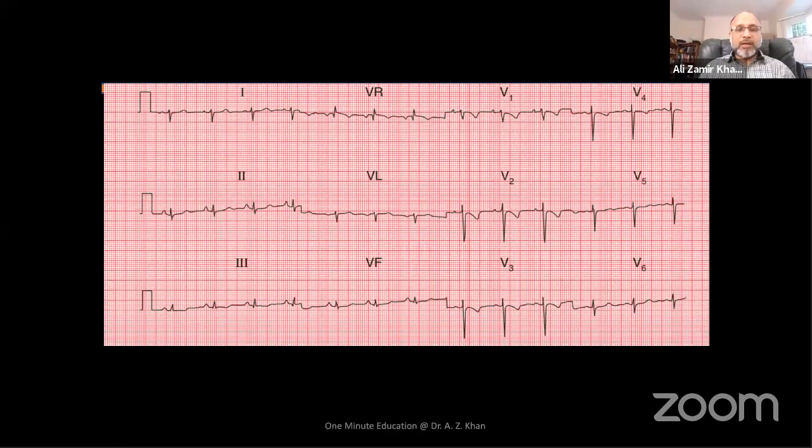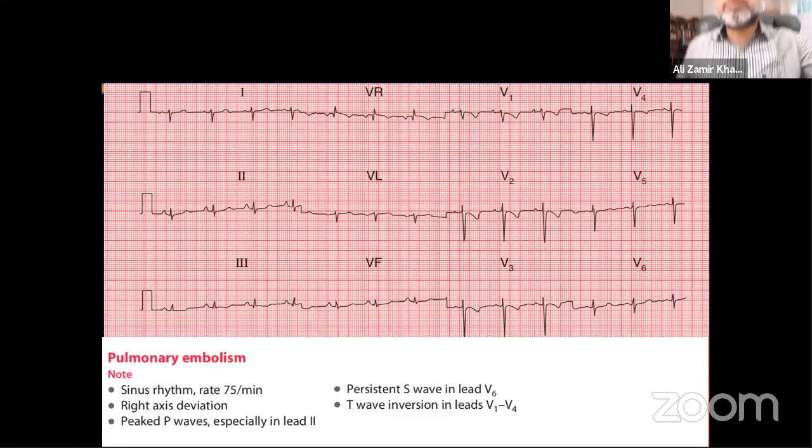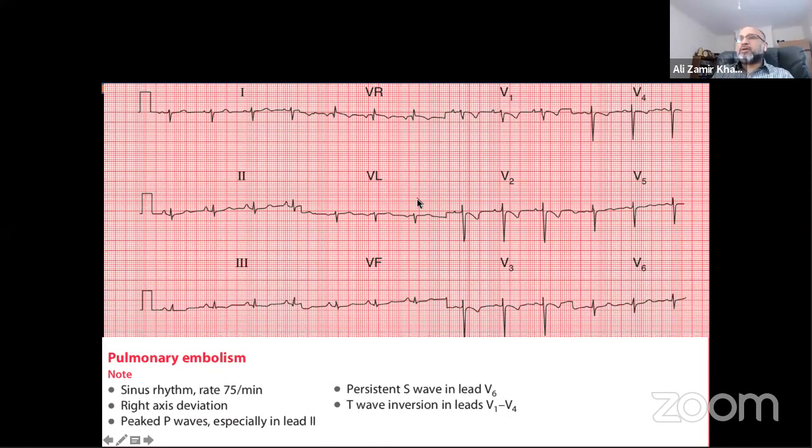Now this is another one which I will just talk about. Where am I? I can't even see it. This is classical of pulmonary embolism, and this is something which you just have to see a few of these. I want you to see a few of these before you can answer this.